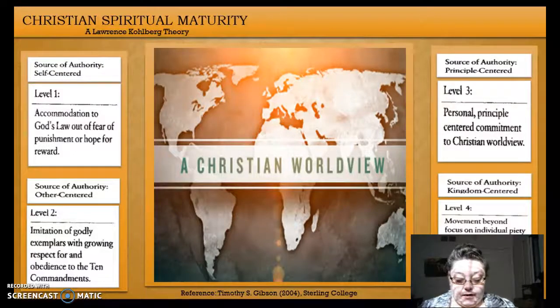A fact that you may not be aware of is that 11 of Christ's first disciples began as God-fearing individuals with basic or limited knowledge of moral law, yet they developed into imitators and obedient servants. In the fourth level, the source of authority is kingdom of God centered, which is the highest level of spiritual development.